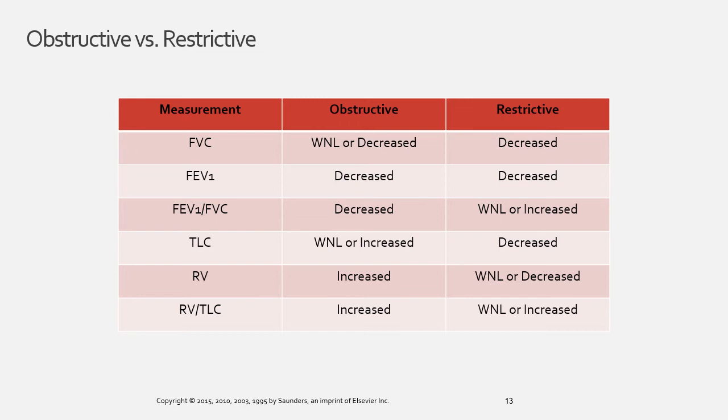Restrictive patterns are less common with children. Children with neuromuscular disease may have a diminished forced vital capacity, a diminished FEV1, a normal or increased FEV1 to FVC ratio, a diminished total lung capacity, a diminished residual volume, and either an increased or a normal residual volume to total lung capacity.